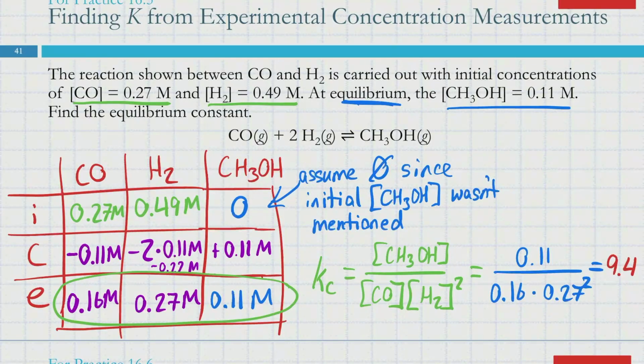Questions about the process of using the ICE table in this circumstance? Why is our hydrogen gas value squared? The hydrogen gas value is squared because of the coefficient of 2 in the balanced equation. Other questions?